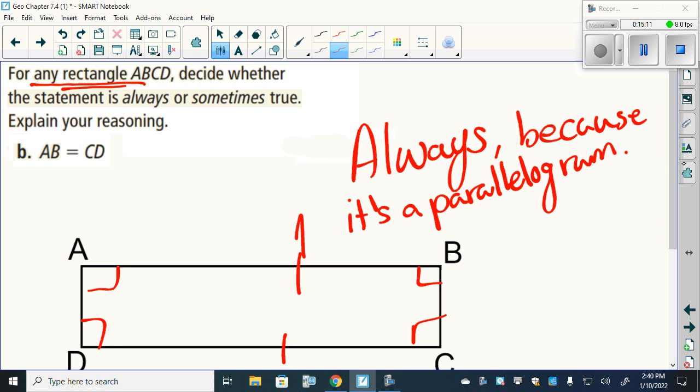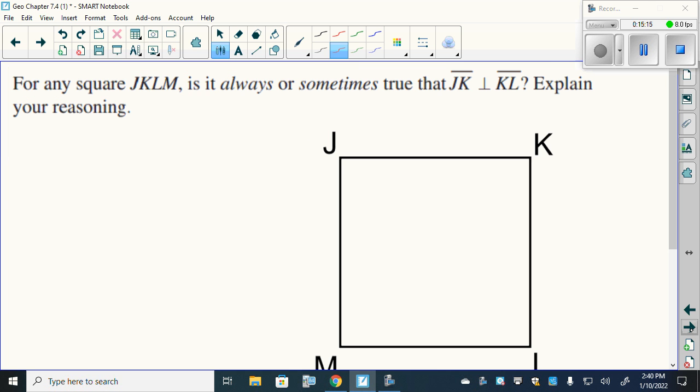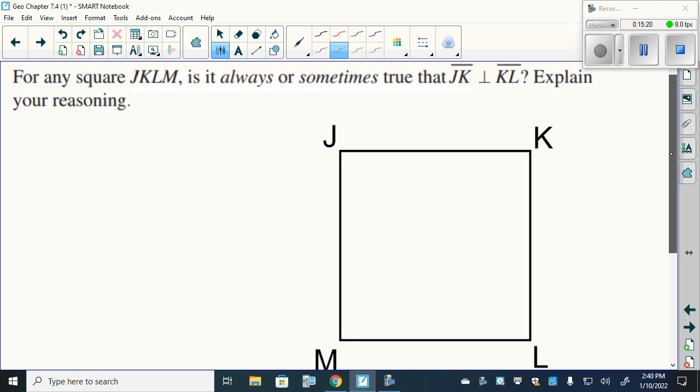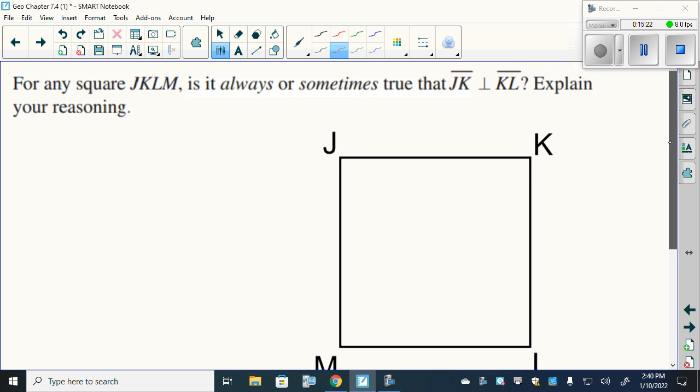Any questions on this? So, for any square JKLM, is it always or sometimes true that JK is perpendicular to KL? So by definition, a square has both congruent sides and congruent angles, so that is always true.